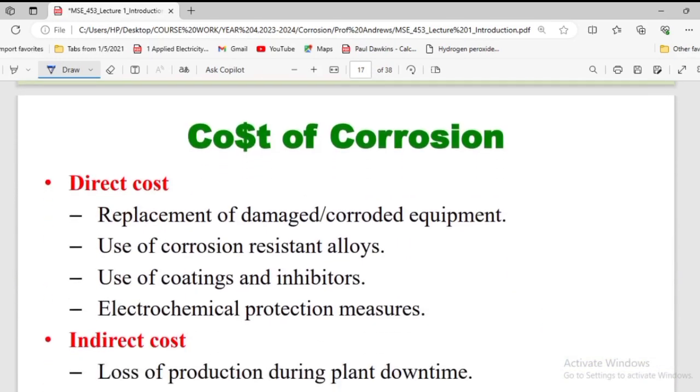Let's look at the cost of corrosion. With the cost, we have two. We have the direct cost. When we talk about direct cost, it is what? Quantified. So you quantify it. You know that you are doing it with a specific amount of money.